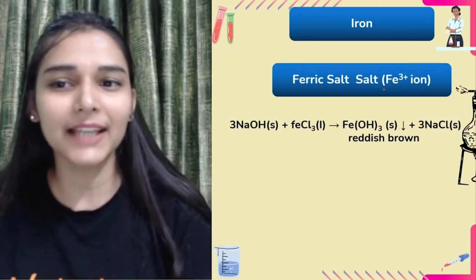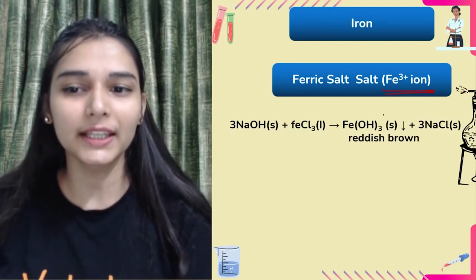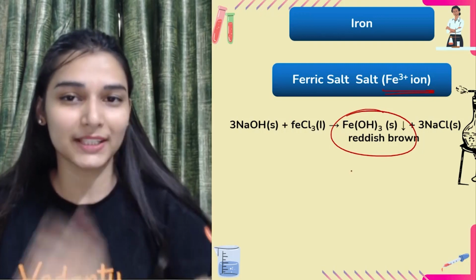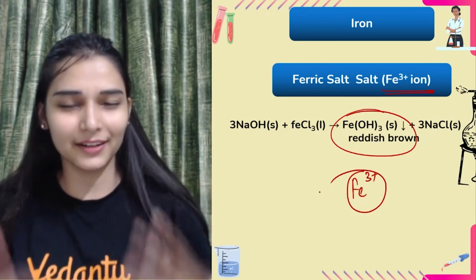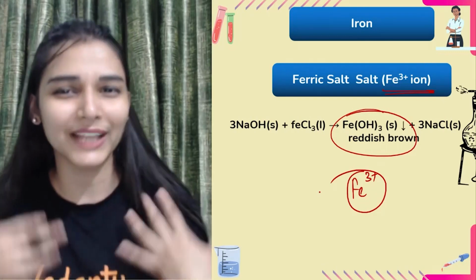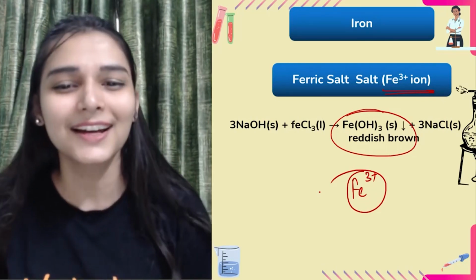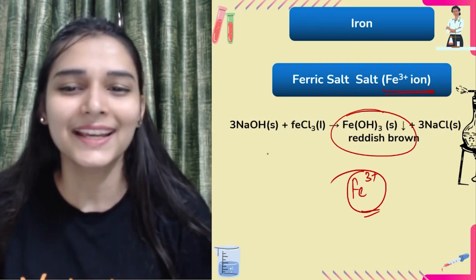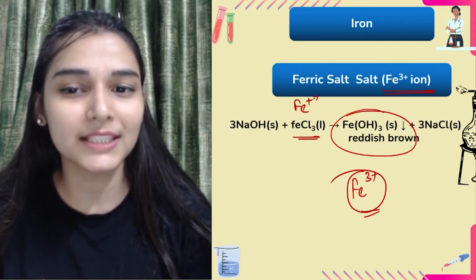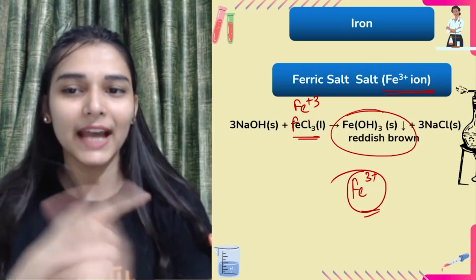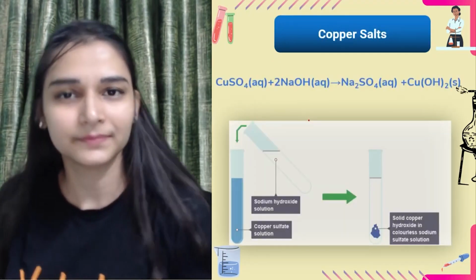So complete the reaction for ferric ion. Important, here you are getting a reddish brown precipitate because of the presence of Fe3+. I told you about that Iron Man's suit, that is reddish brown in color, and this is iron man. So you can remember the color. In FeCl3, iron is in +3 oxidation state. So again we are doing the exchange of ions.